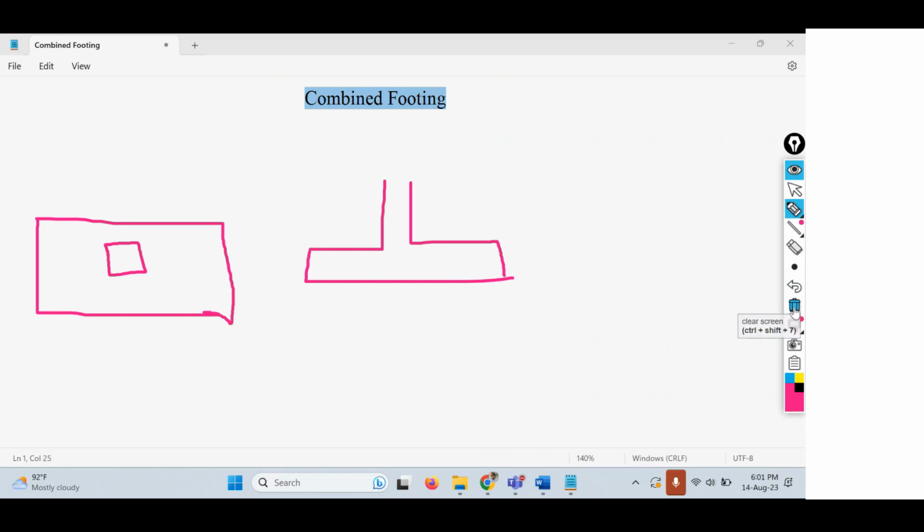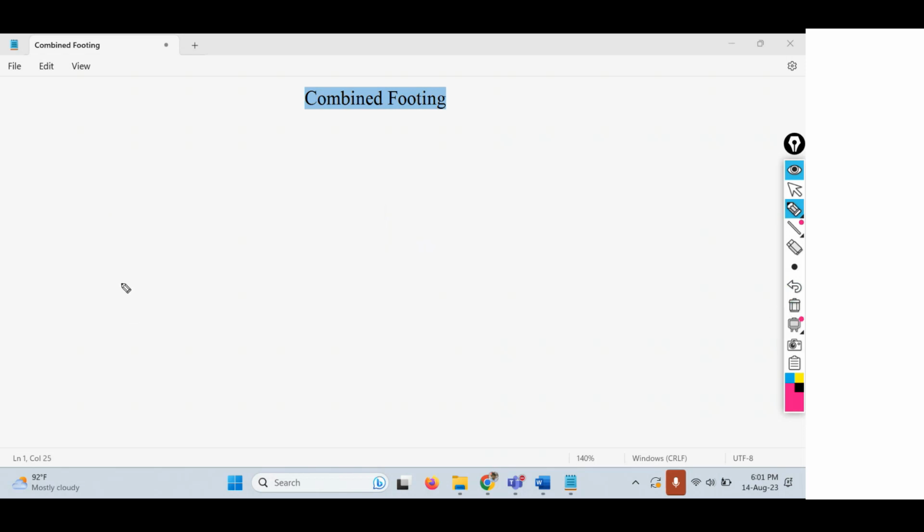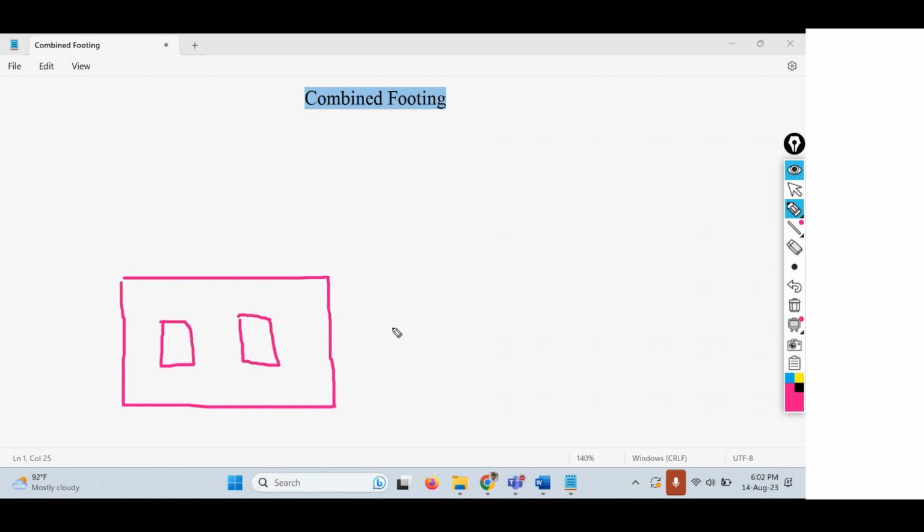Now coming to the combined footing. A combined footing is nothing but we will have only one footing or one foundation slab, and on top of this one foundation slab we'll have two columns. They can be square columns or rectangular columns, whatever the type. If you see it from the elevation point of view, they look in this way. So this is how the combined footing looks.